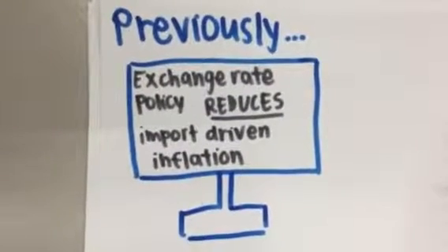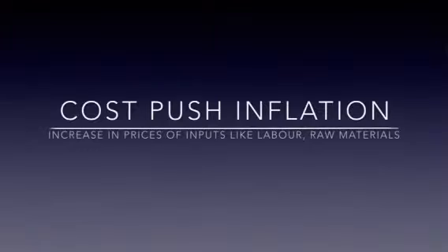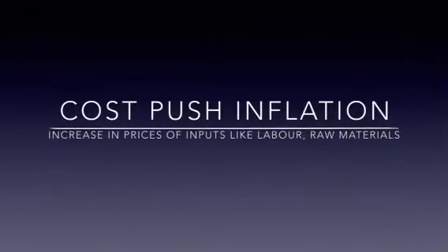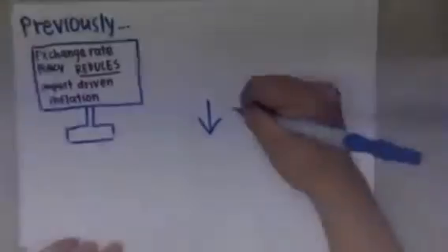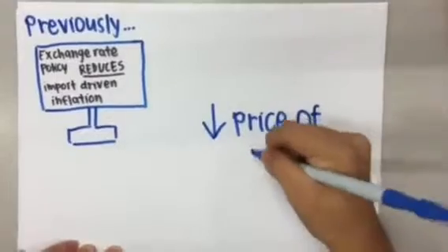Previously, we were discussing about how the exchange rate policy is able to reduce the import-driven inflation. Now, let's move on to cost-push inflation. So what exactly is cost-push inflation? Cost-push inflation refers to the increase in prices of inputs like labor and raw materials. The reduction of import-driven inflation lowers cost-push inflation.